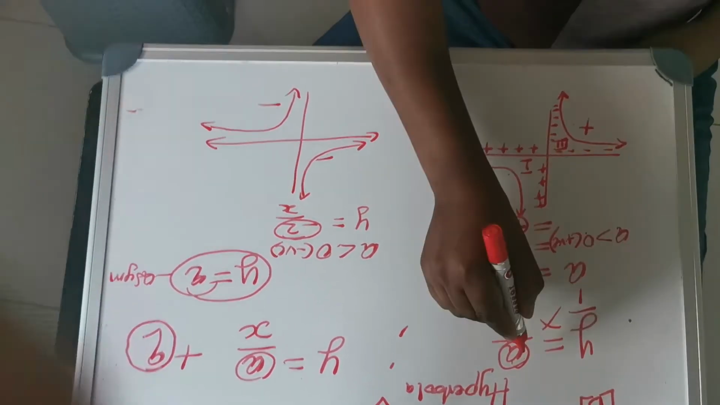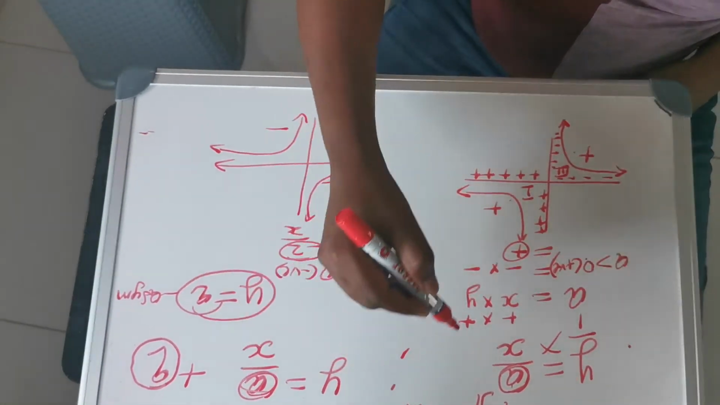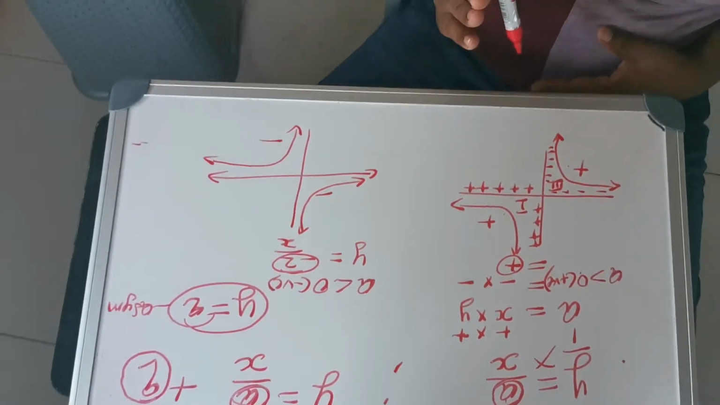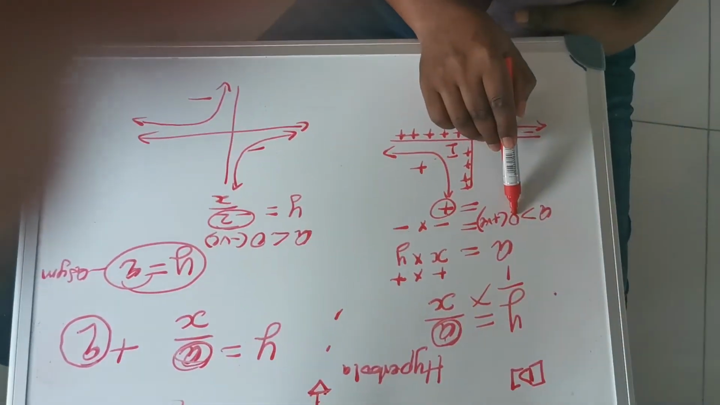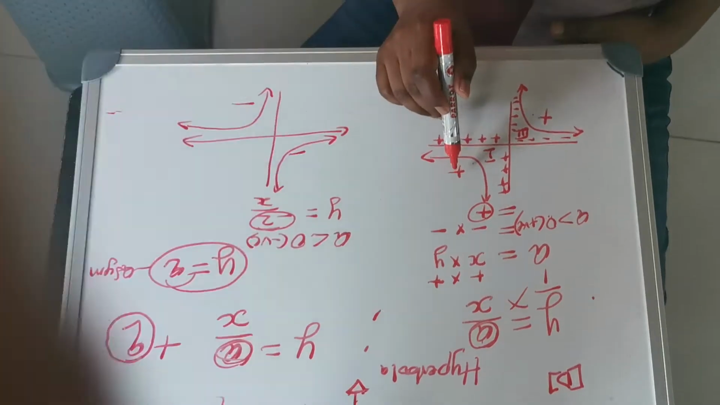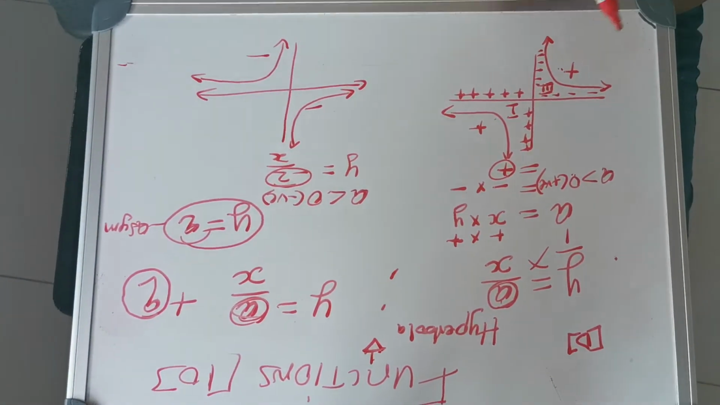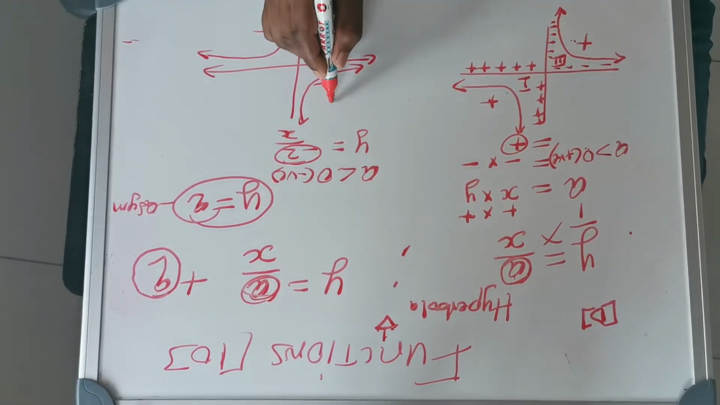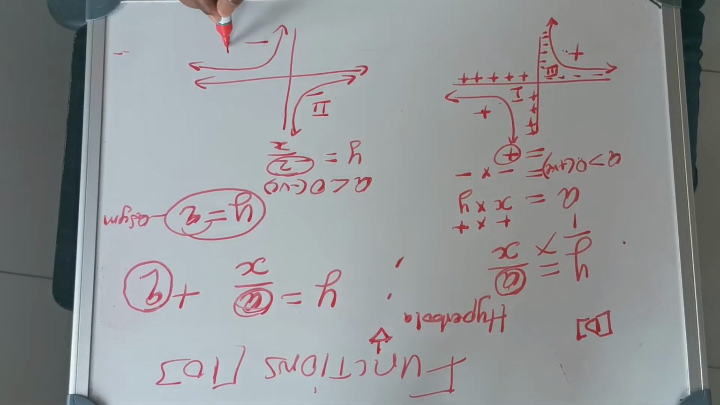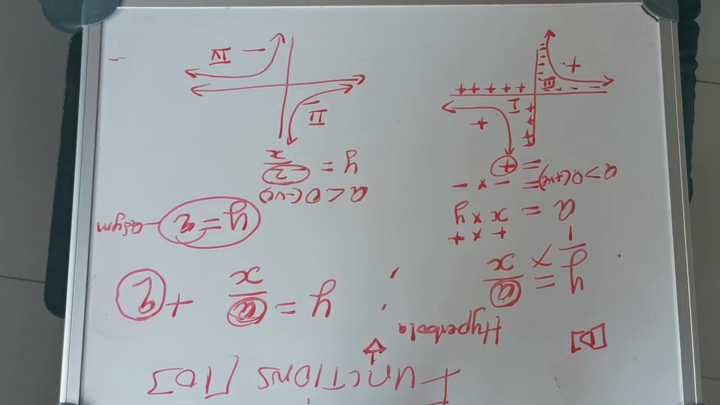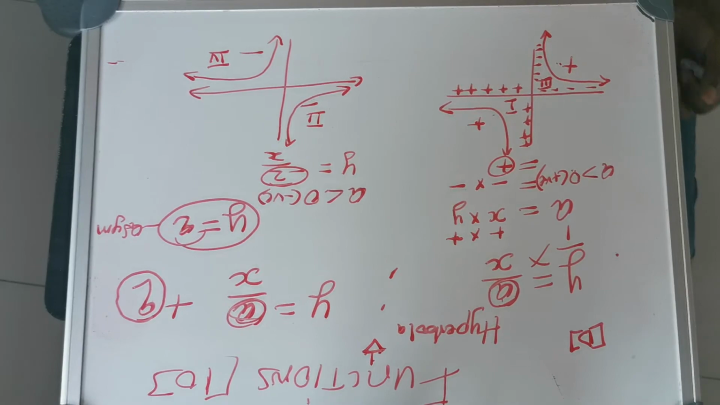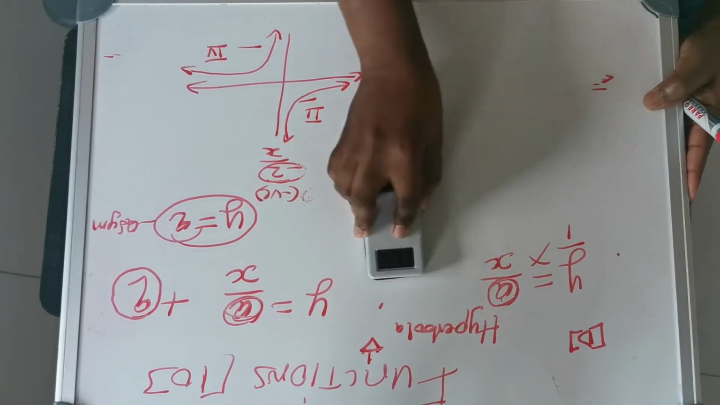Now, what is important with a? It will give you the shape of the graph. If your a is greater than 0, your curve will be here in the first and the third quadrant. But if your a is less than 0, it will be in the second and the fourth quadrant. Okay, let's look at 2 examples here.